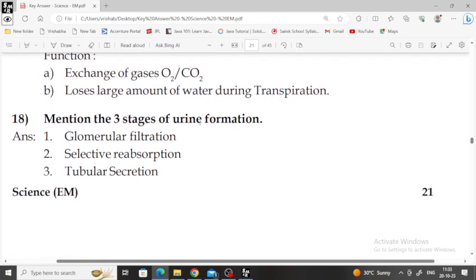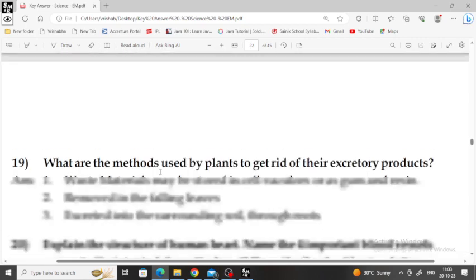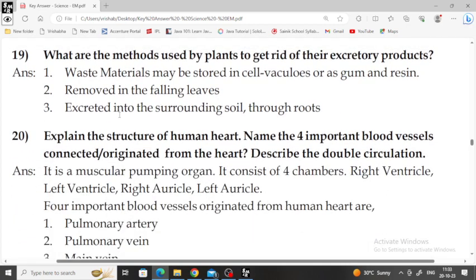Mention the three stages of urine formation: glomerular filtration, selective reabsorption, tubular secretion. What are the methods used by plants to get rid of their excretory products? Waste materials may be stored in the cell vacuole as gum or resin, removed in the falling leaves, or excreted into the surrounding soil through roots.